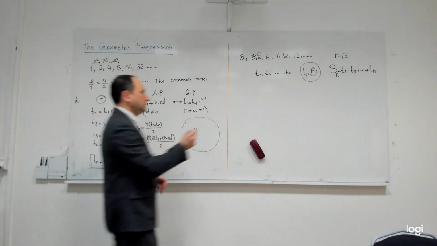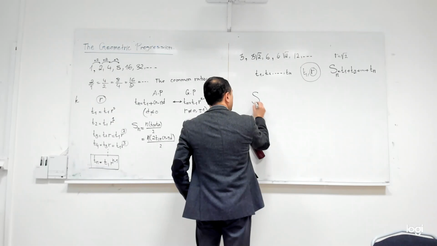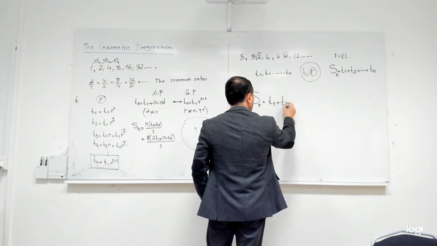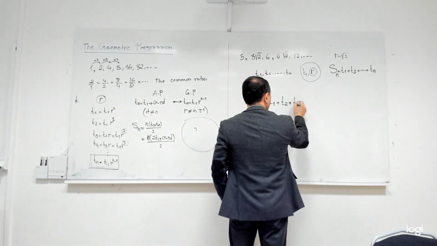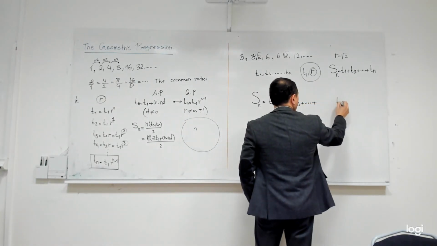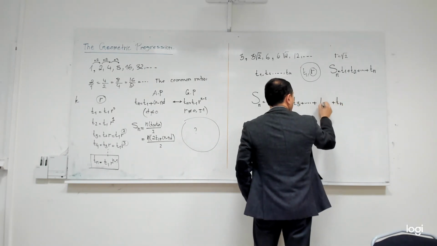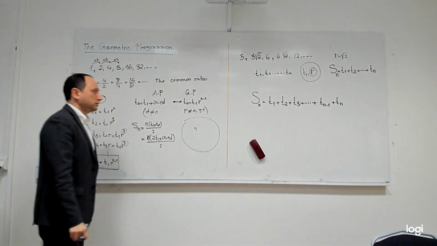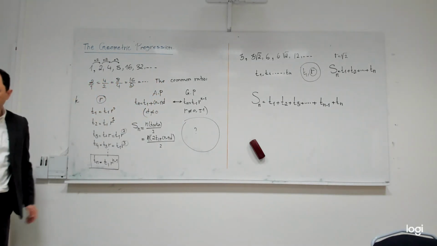So let me write it here in front of your eyes. Sn is T1 plus T2 plus T3. Let me continue this. I will reach Tn, but of course, what is the previous term? The previous term is Tn minus 1. I want to find a formula for this. So what is the good way to do that?